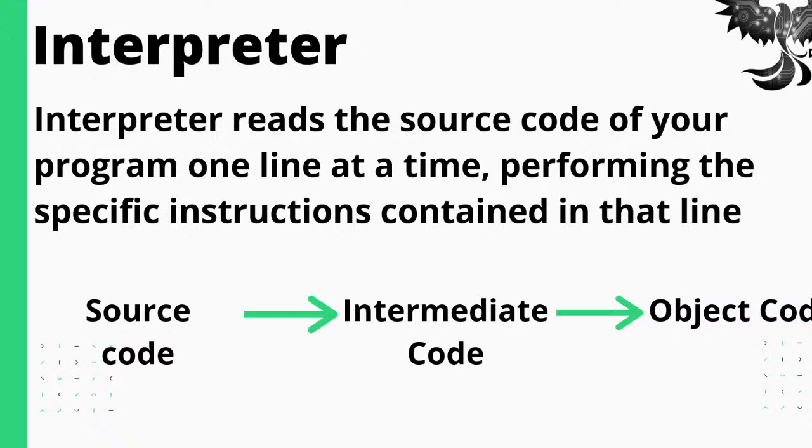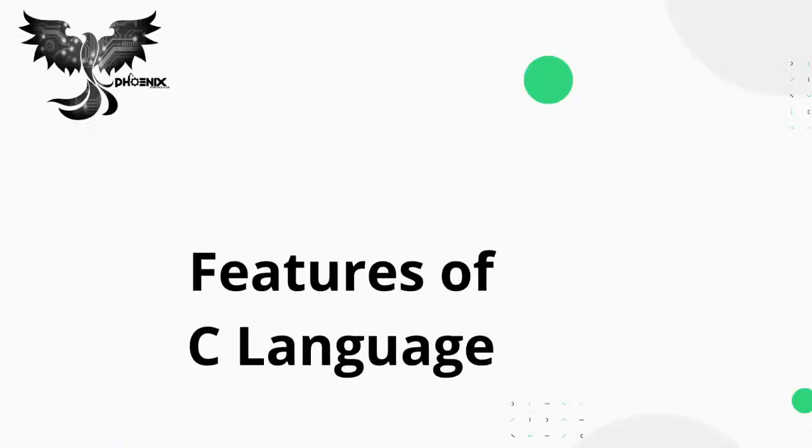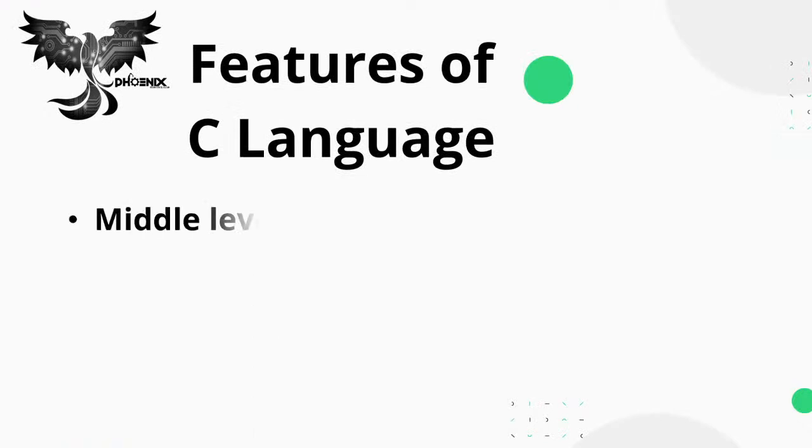Python is an example of an interpreted language. Now, features of the C language. It is a middle level language. I guess this is the last part of this theory, so let's complete this one and we can quickly hop on to the programming.